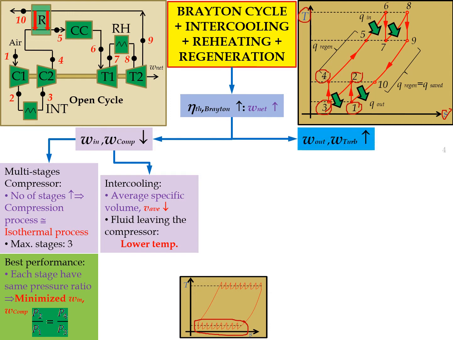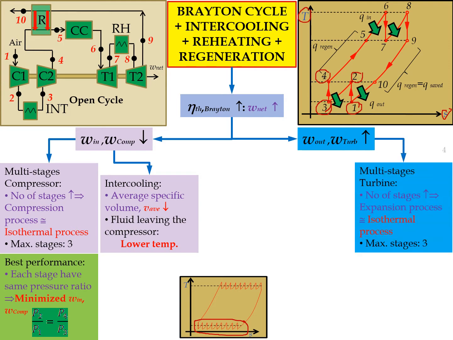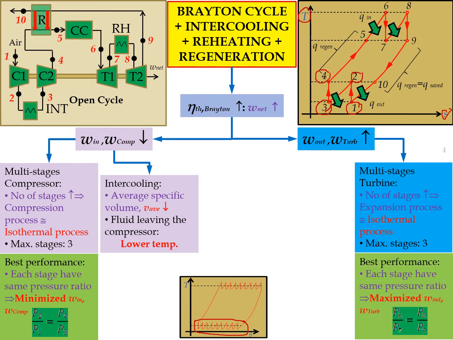Another way of increasing the net work is by increasing the work out by the turbine. Same with the turbine, we put in multiple stages, where the number of stages will make the expansion process closer to an isothermal process. The maximum economical number of stages is 3, and for the best performance, the pressure ratio of the first turbine and second turbine should be equal.